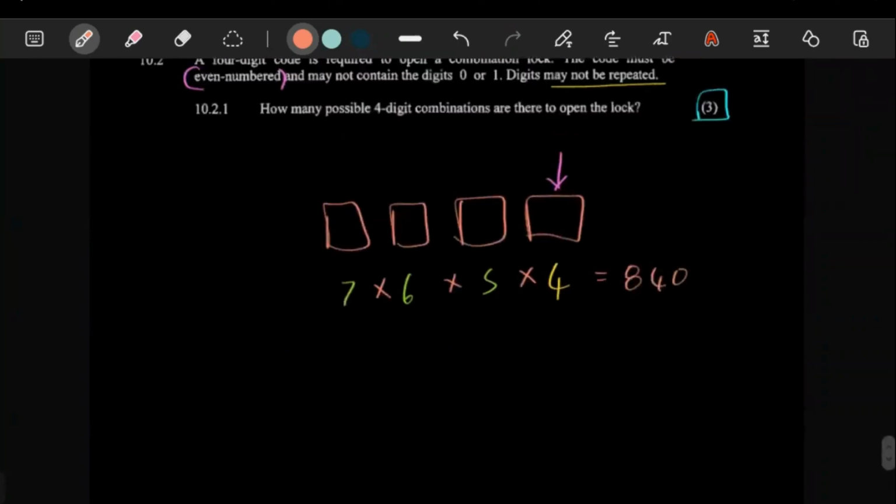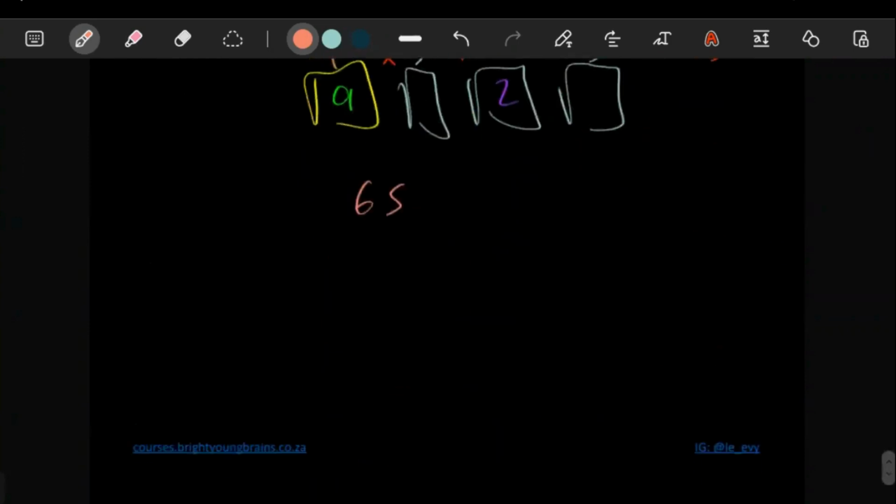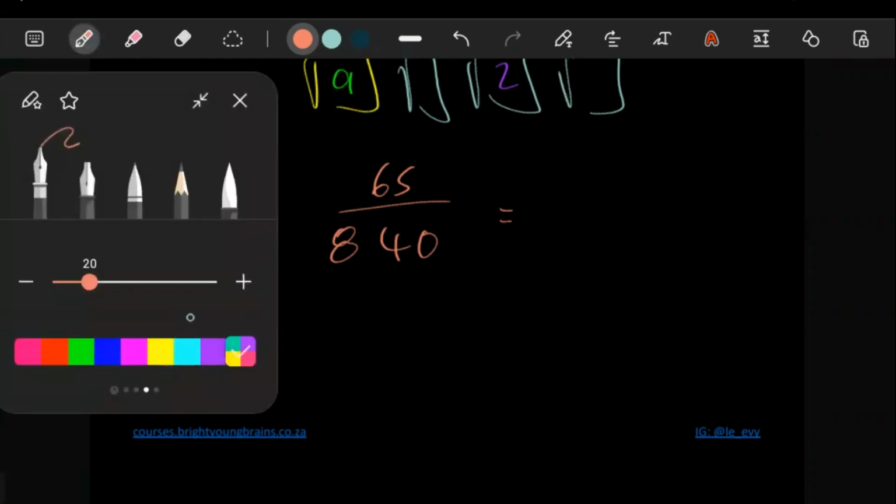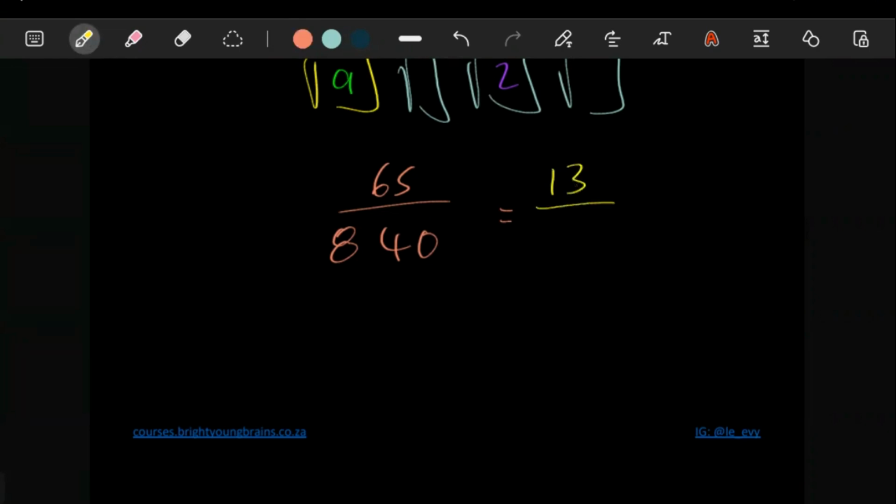It's 65 options like that out of a total of 840. You see, 65 out of a total of 840. Let's see here. 65 divided by 840. That's 13 over 168. There you go.